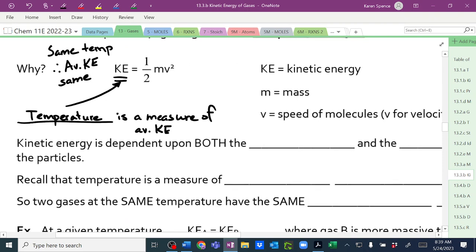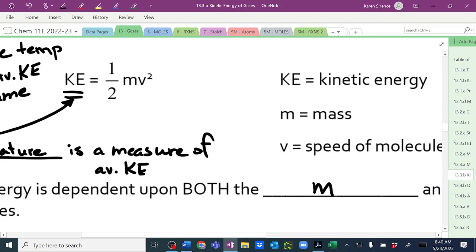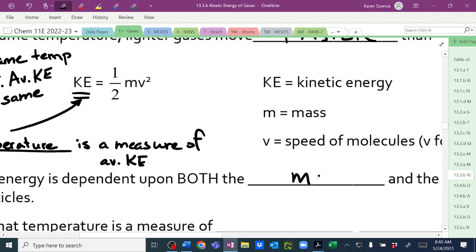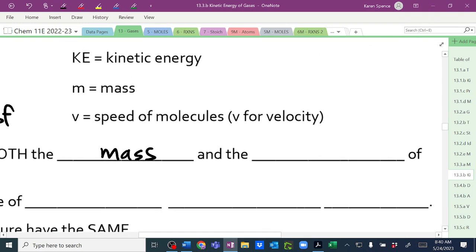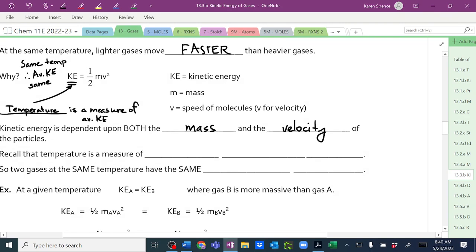So kinetic energy is dependent upon both the what and the what? Kinetic energy is dependent upon the formula is like literally right here. Mass and velocity. Okay, it's okay. It's first thing in the morning. Velocity. So it's dependent upon the mass and velocity of the particles. And remember that temperature is a measure of average kinetic energy. Yes.